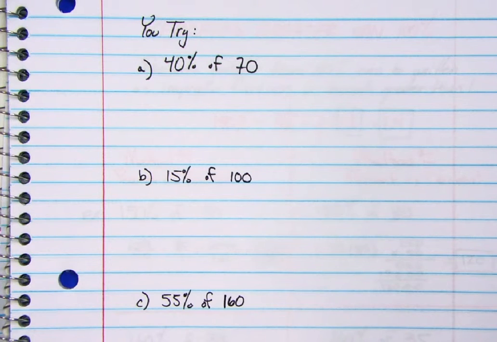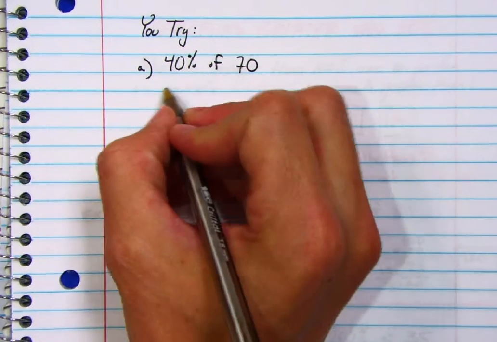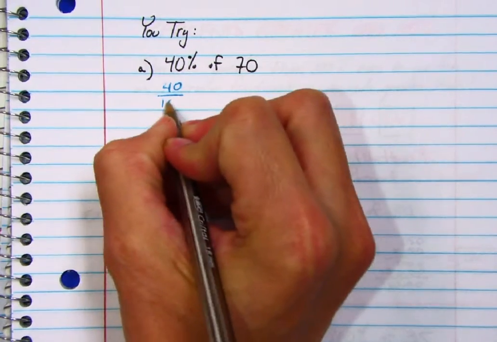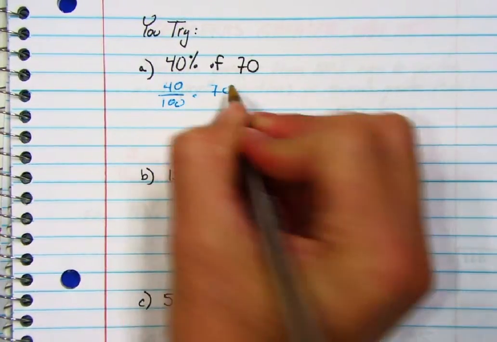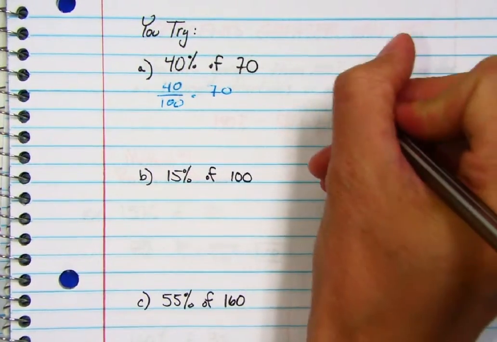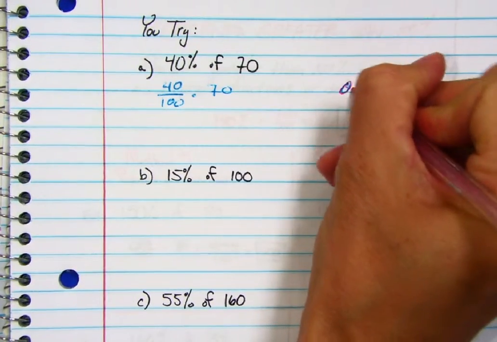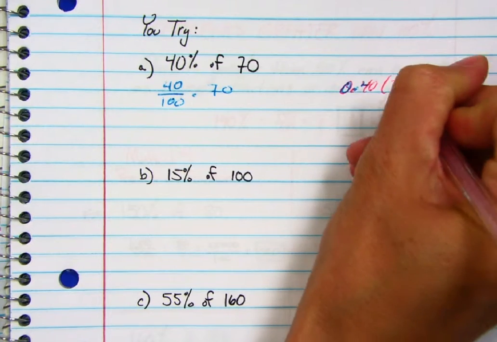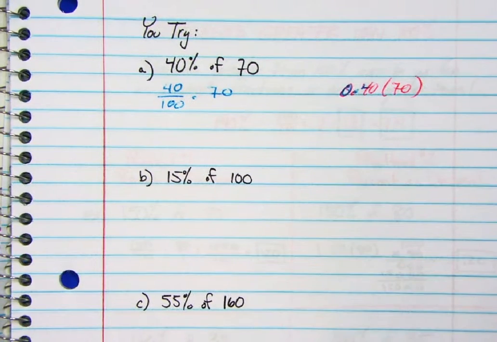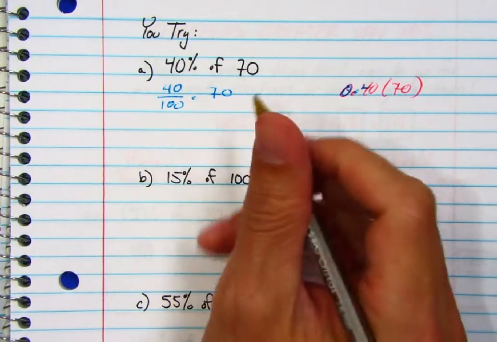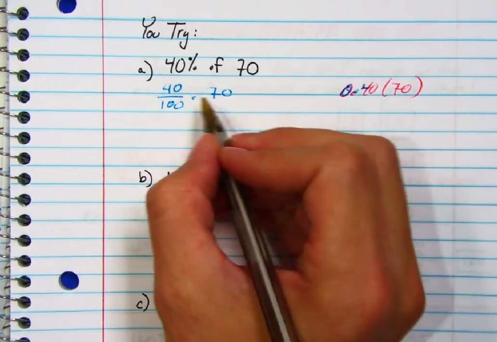So what I want you to do is, just for this time, I want you to go ahead and solve it both ways. One, changing the percentage to a fraction, for instance, 40 over 100 times 70. And then the other way would be to change it to a decimal, 0.40 times 70. I want you to do it two different ways just so that you get some practice with that. So I'll do the first one for you, then you can pause it and try the rest out.